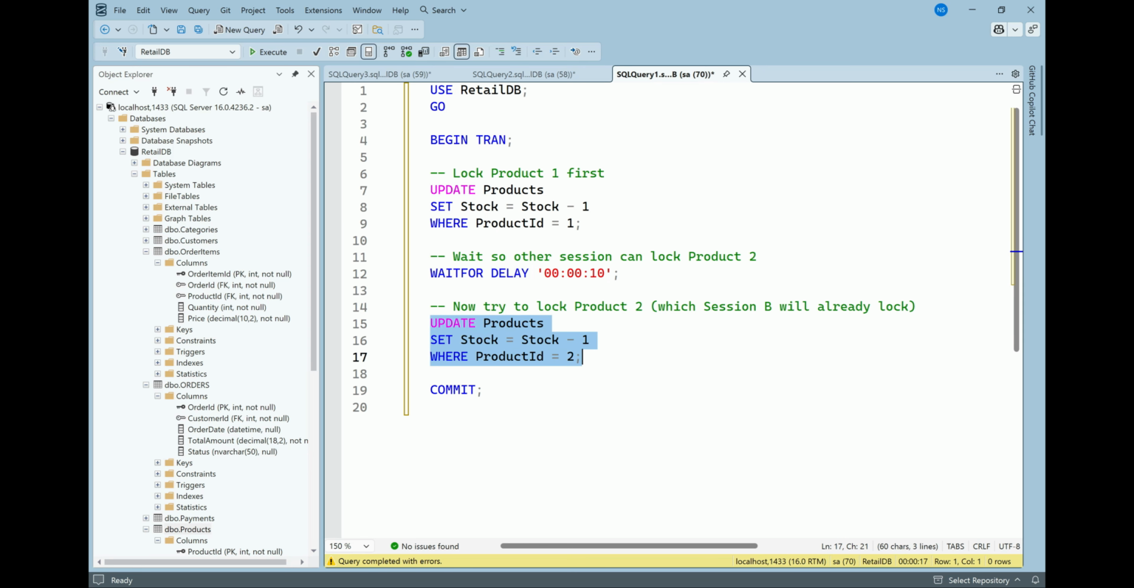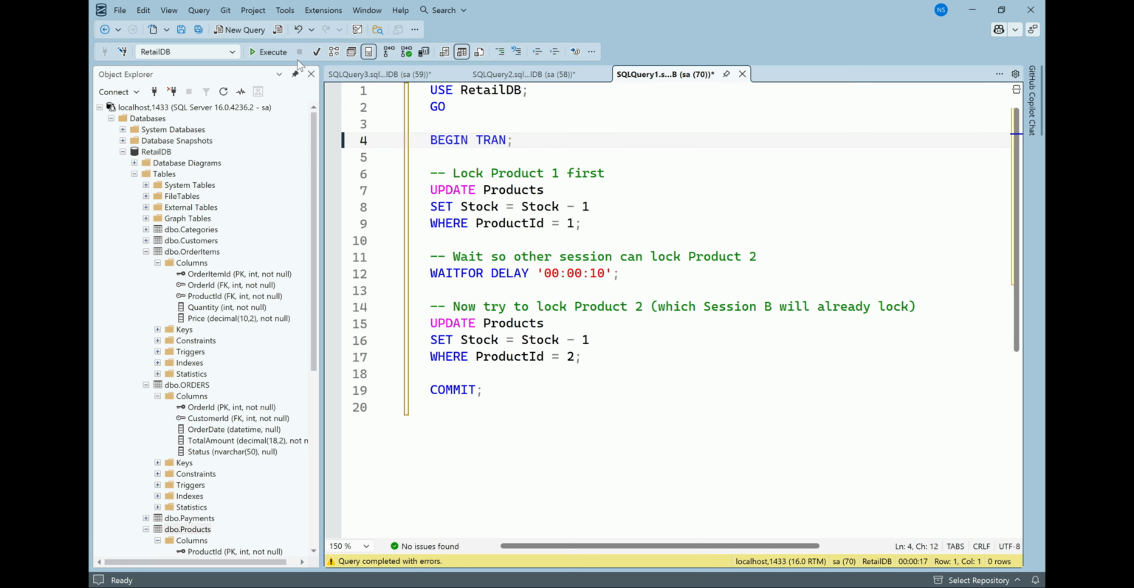Then it tries to update something on product 2, but session B has already locked product 2. Similarly, session B does the vice versa of whatever session A did. First session 2 locks its row, waits for some time, and tries to update something on product 1, but product 1 is already locked by session A. Now what happens? Both are waiting. Session B is trying to update product one, which is locked by session A, and session A is trying to update product ID 2, which is locked by session B.